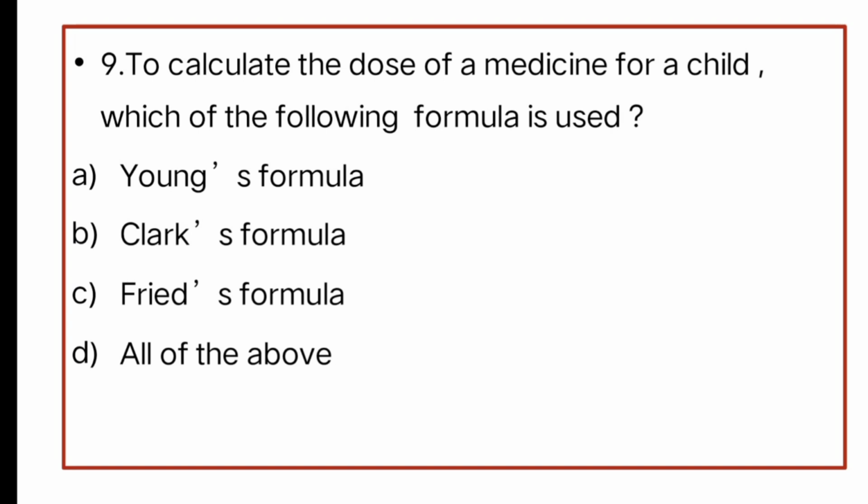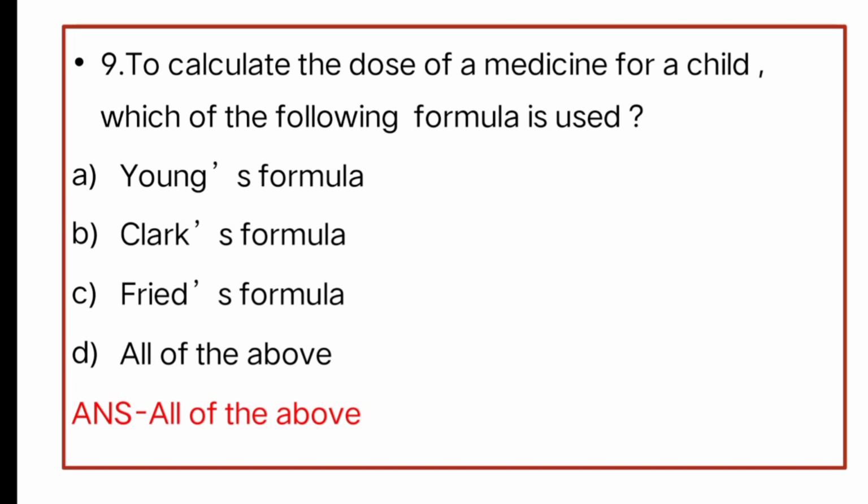Freud's formula is used for children below 1 year of age, that is when they are 5 months, 6 months or 10 months. So when the child is below 1 year of age, we will use Freud's formula. The formula is age of child in months divided by 150 into adult dosage. So next is Young's formula.